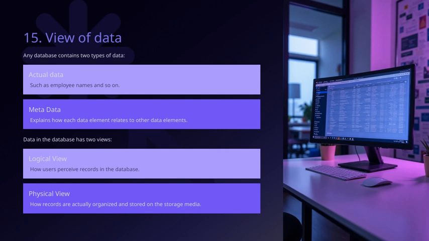And speaking of actual data, any database contains two types. It's important to distinguish between them. One is the view of data, which is what users see and interact with directly. The other is the underlying physical data stored on the media, which supports the entire system behind the scenes. Understanding these different perspectives helps us appreciate how databases function both behind the scenes and for the end user, ensuring data is stored efficiently and accessed in a meaningful way.